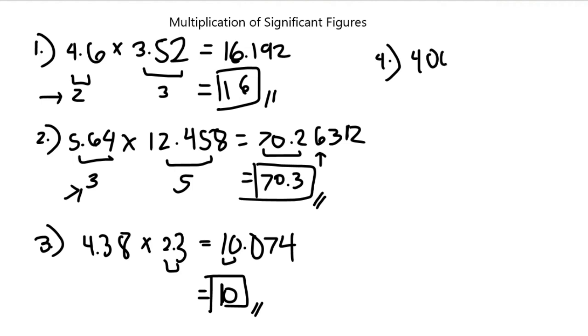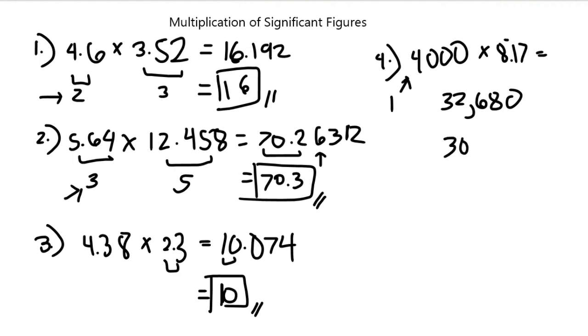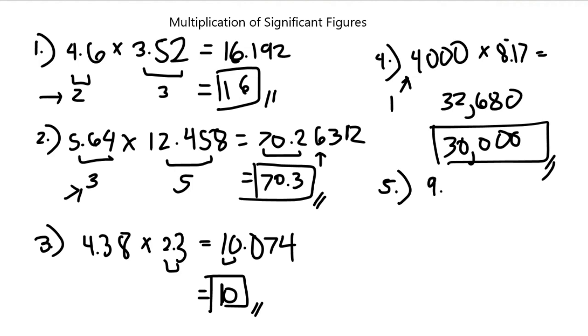So, what if we have now 4,000 times 8.17? How many significant figures ang meron sa 4,000? We have 1, right? So, we're going to choose that. This is the least significant figures of 1. So, what we're going to do now is just pick out 3 and then i-round down natin lahat because 2 is less than 5.